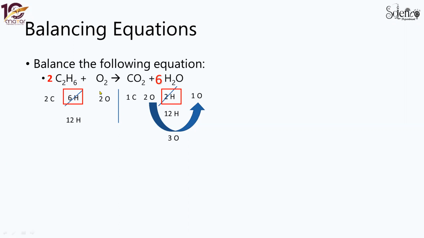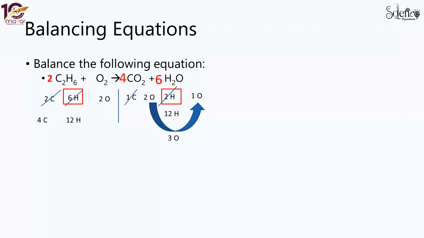Okay. Now, after multiplying, the number of carbon here changed. 2 times 2 is 4. So now I have 4 carbons, not 2. So what I'm going to do is change this carbon also into 4. So I will multiply it by 4. So now I have 4 carbon.